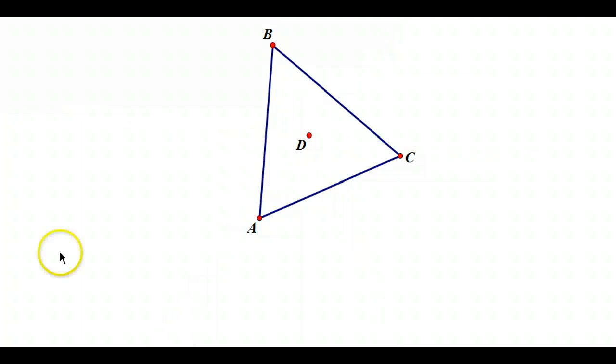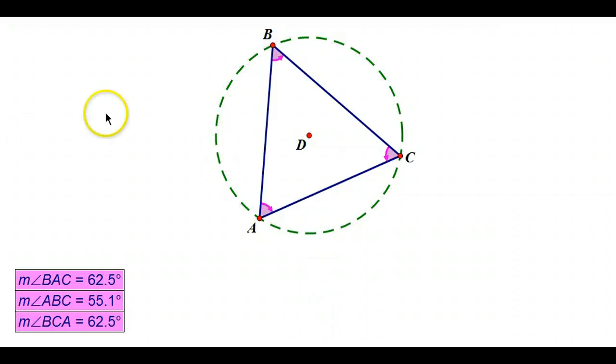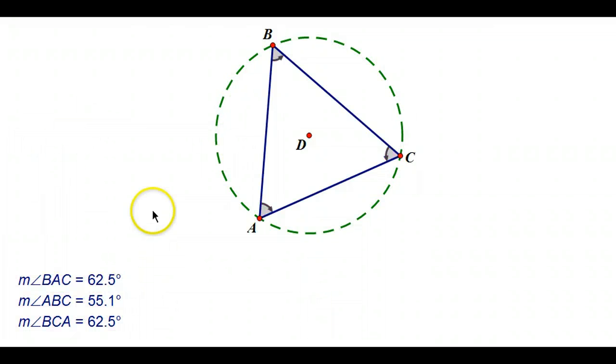So if we hide all the perpendicular bisectors and keep the center of the circle, and then define our circle with this as the center, and let's say this vertex C is on the circle, you notice that also vertices A and B are on the circle, and that's because we've created it as such. So let's take a look at the angle measurements of this triangle. And as you can see here, we have an acute triangle.